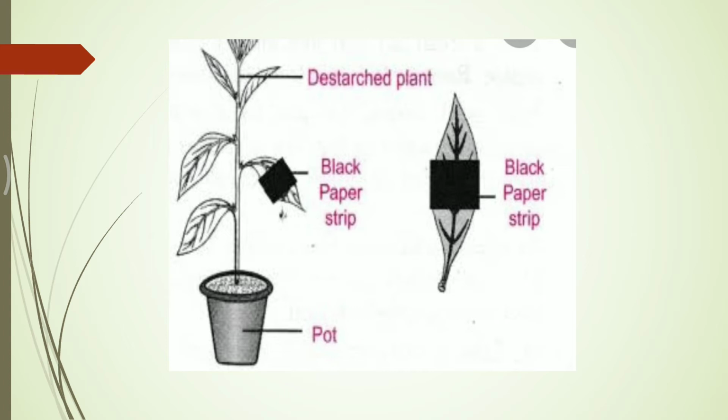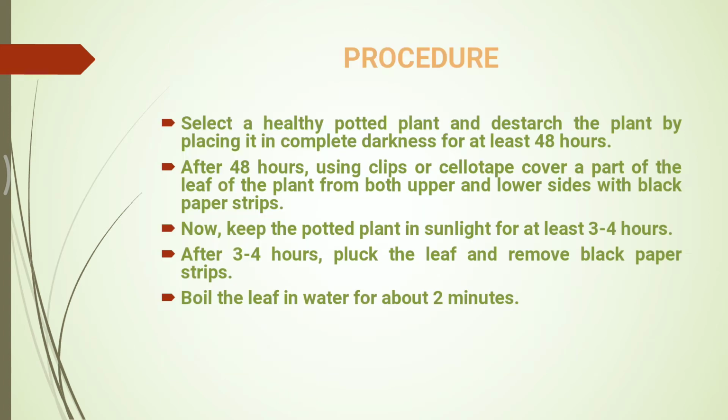We destarch a plant by keeping it in the dark for 48 to 72 hours, and then we take the potted plant, cover one of the leaves with a black paper strip, and place it in the sunshine for 48 hours. Sorry, it's not 48, it's 2 to 3 hours. After putting the plant in the sun for 2 to 3 hours, the plant has started doing photosynthesis. Then we pluck that leaf, which has the paper strip covering the upper as well as lower side with the help of sellotape.